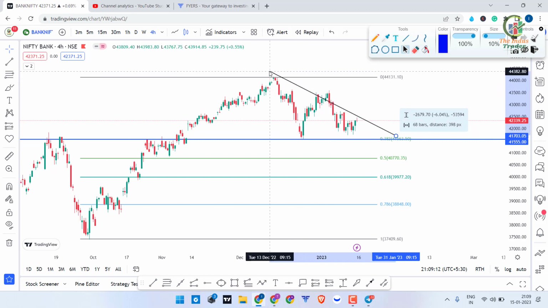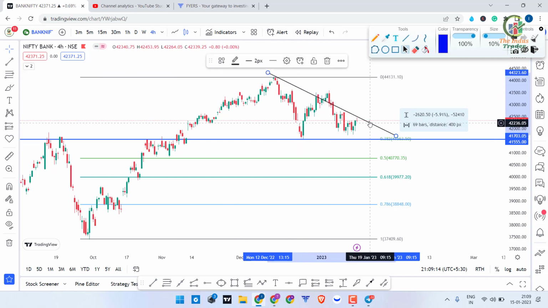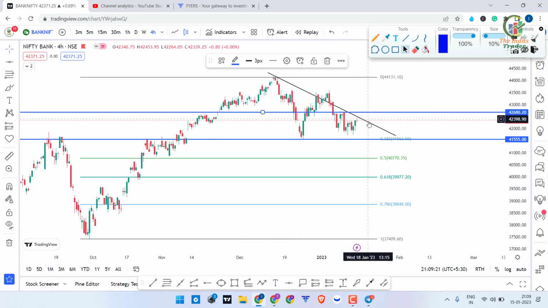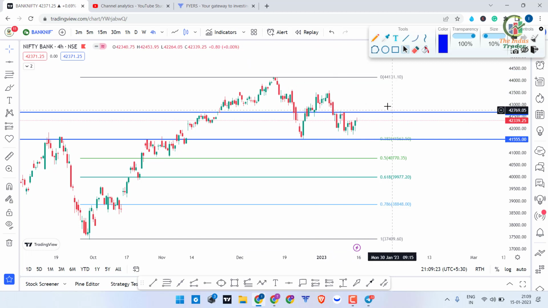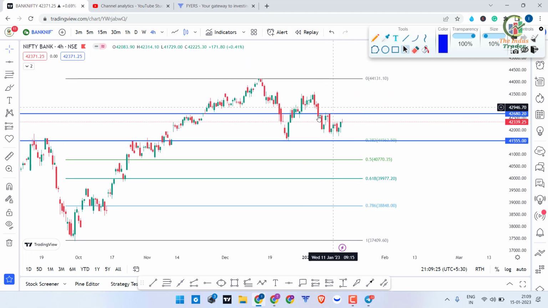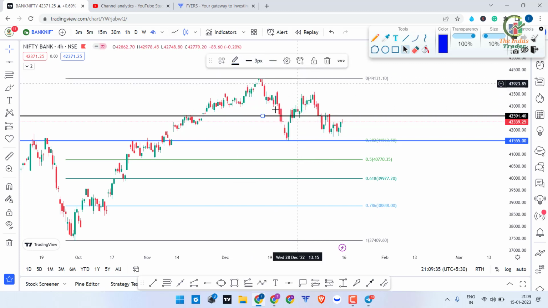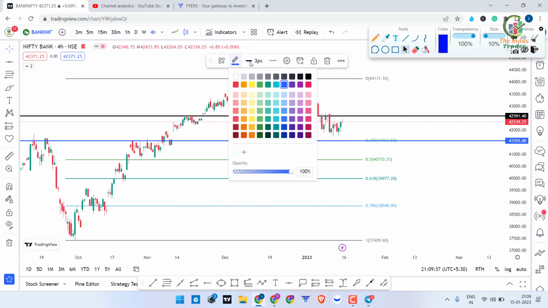But at present only one level coincides with this, so we don't want to take trend lines into important consideration here. But yes, in a lower time frame you can go for trend lines as well. So this is one more level, and I want this to be in black color as we discussed.